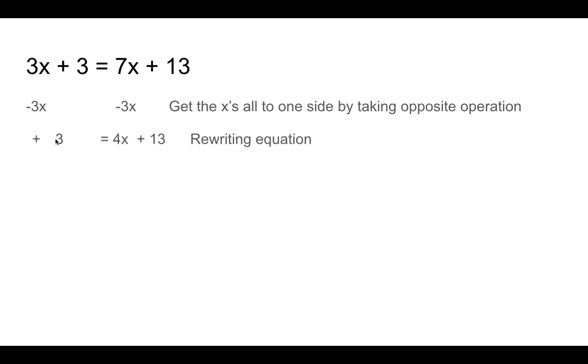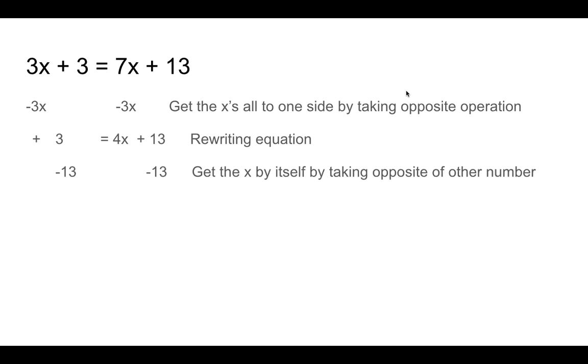From there, I just rewrite the problem where I now have this plus 3 equals 7x minus 3x gave me the 4x plus 13. So once again, that was just rewriting the equation. From there, my goal is to get x by itself. So in order to get this x by itself, I need to get rid of this number over here. So taking the opposite of a plus 13 is a minus 13. Whatever I do to one side, once again, I also do to the other.